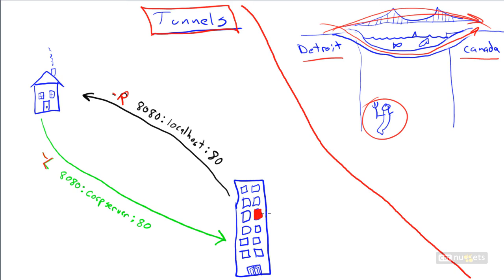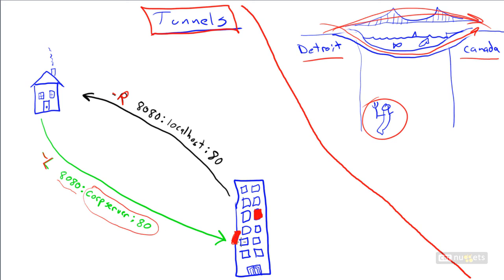So what I can do, as long as there's a server that I can SSH into on the internal network here, I use the -L 8080, that's the port that I want to use on my local computer, and I want it to connect to the corporate server port 80. So what that means is on my computer, as long as I start this SSH session, I can go to localhost port 8080 and I'm going to get a response from the corporate server port 80.